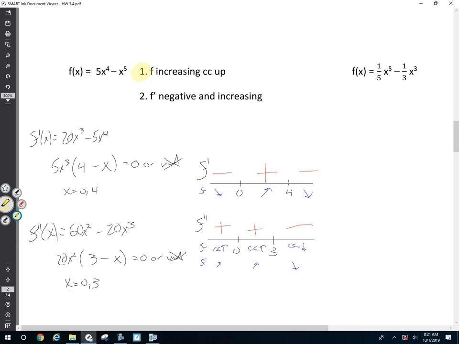When is f increasing and concave up? F is increasing here, f is concave up here, as well as here. But when are they the same? It's from 0 to 3.